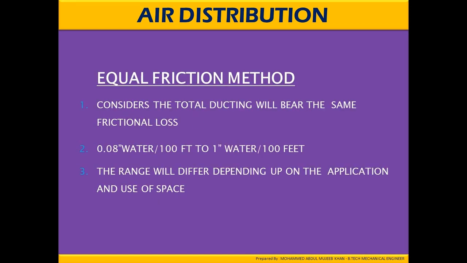Equal friction method. Consider the total ducting will bear the same friction losses. For example, 0.08 inches of water per 100 feet. This is typical example where we need to consider that ducting will bear the same friction loss throughout the sizes. The range will differ depending upon the application and the uses of the space.